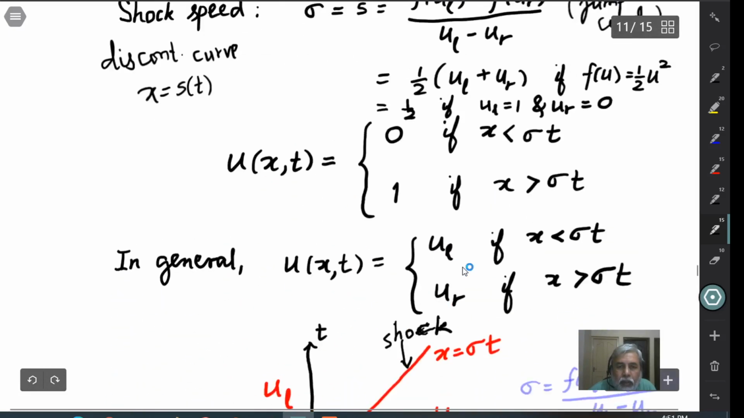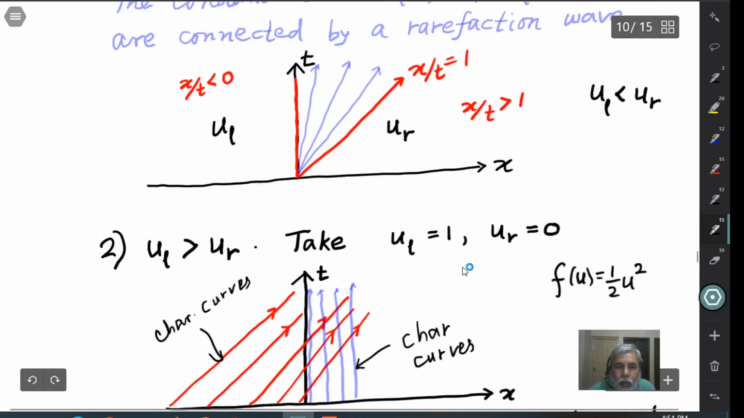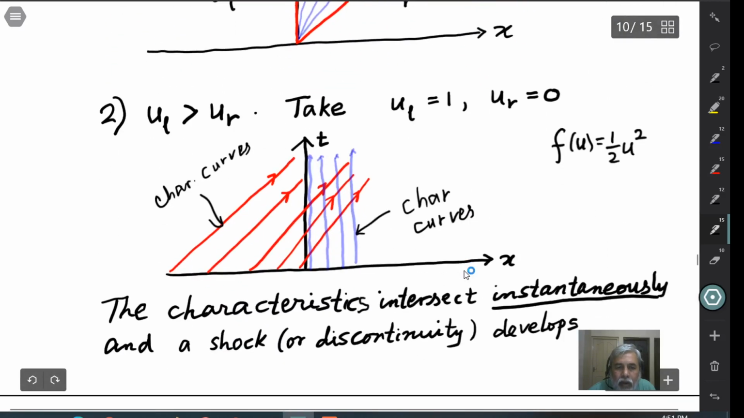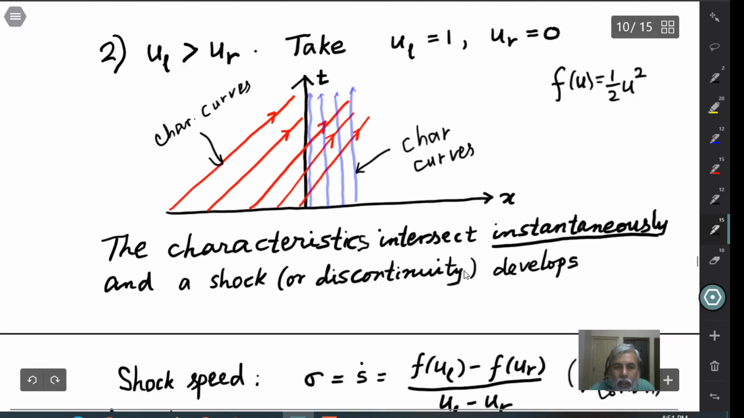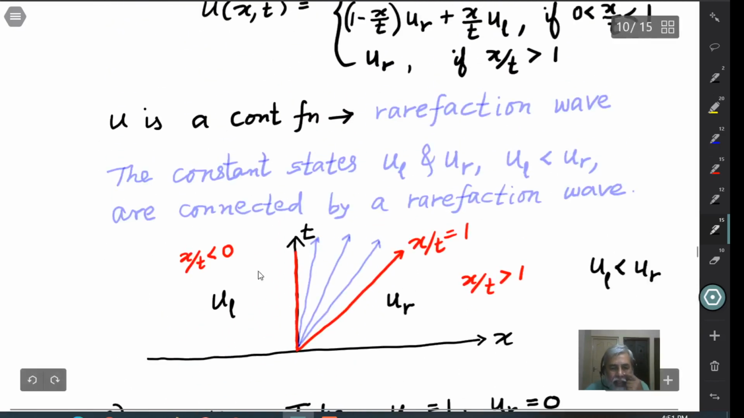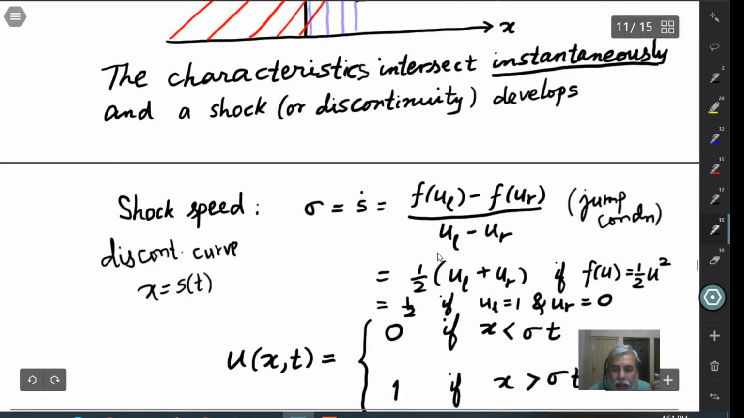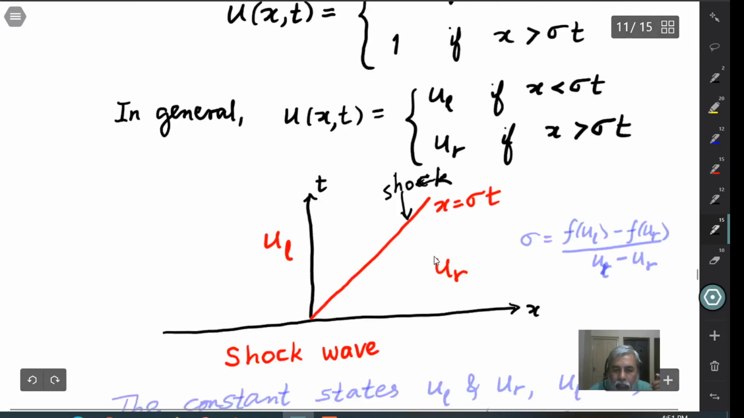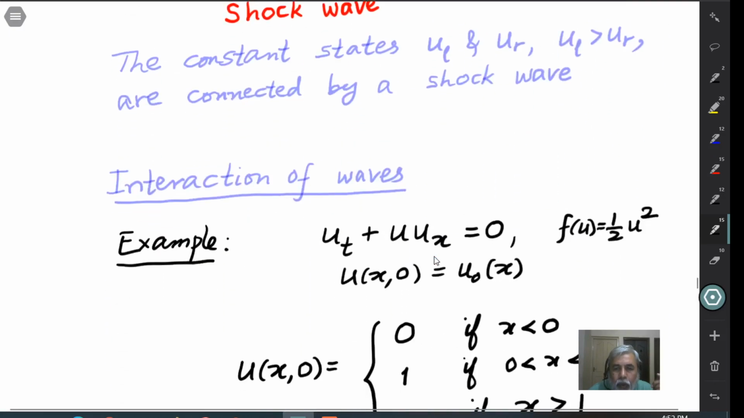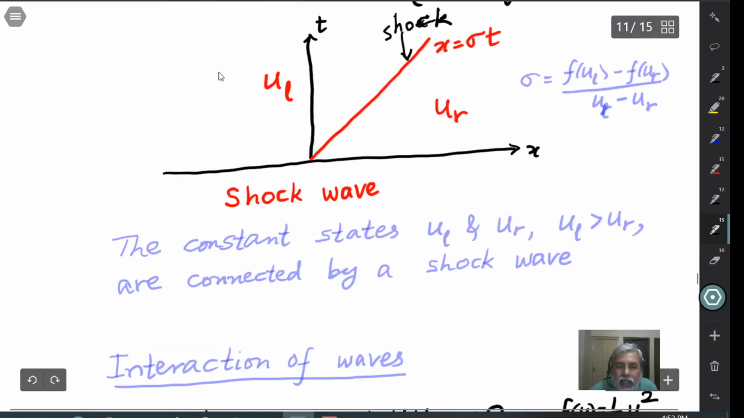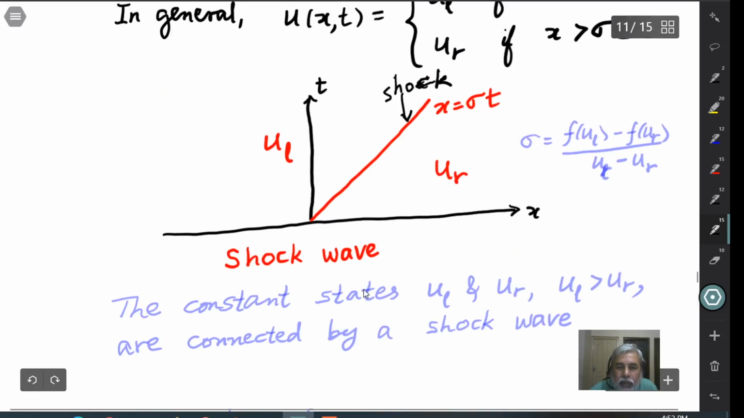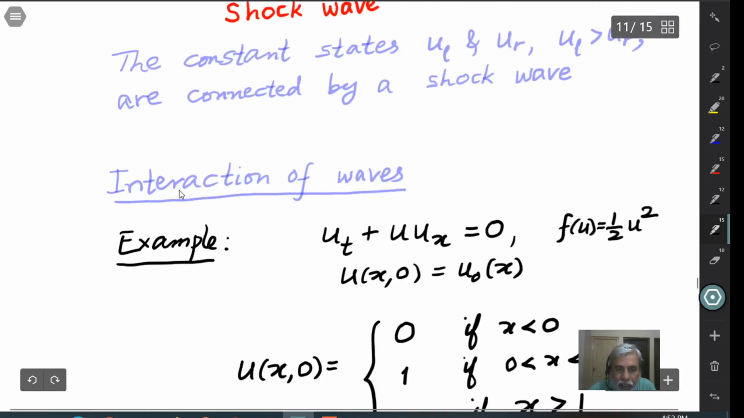So this is fine. So the Riemann problem we can simply solve in either case. Either we get a rarefaction wave connecting the two given constant states, or they can be connected by a shock wave. Our next question is, what happens if there is interaction of waves? So there is a rarefaction wave and then there is a shock wave. Suppose they interact. Okay, there is some interaction.